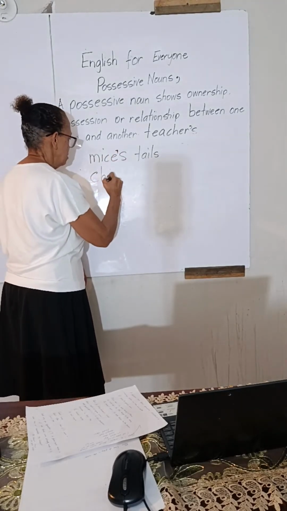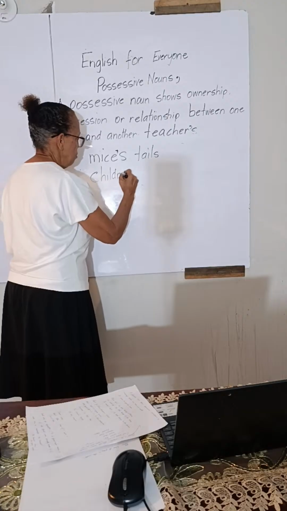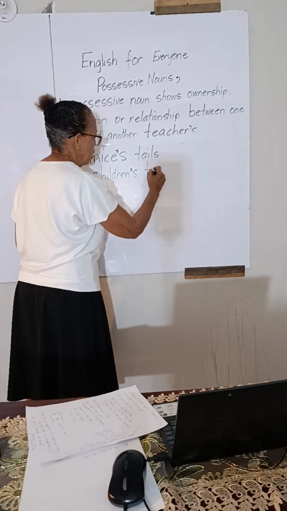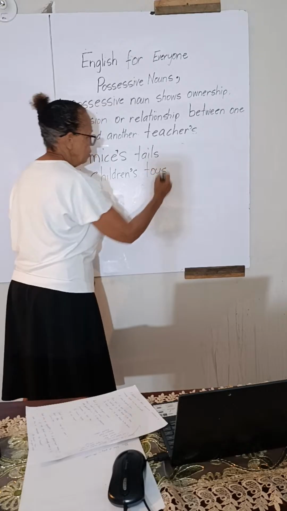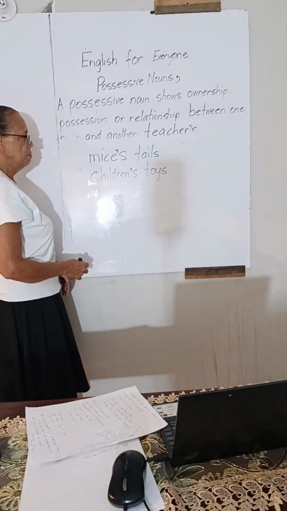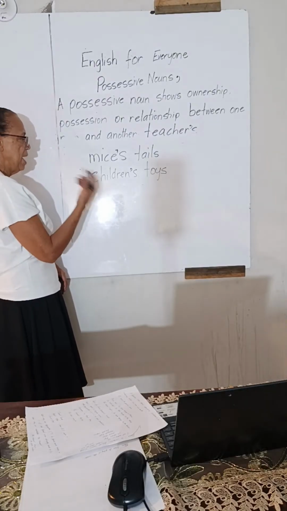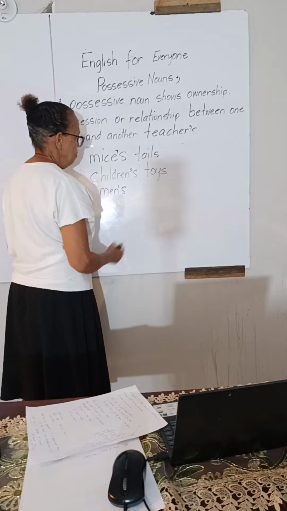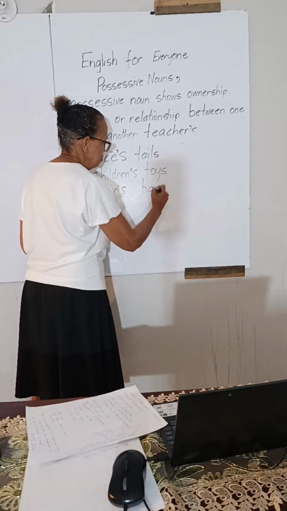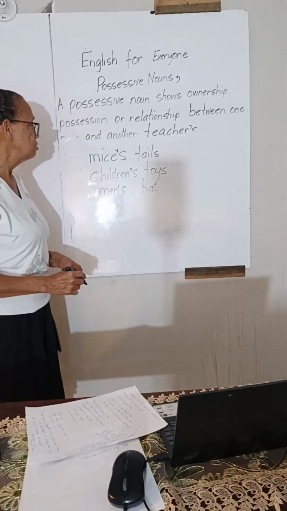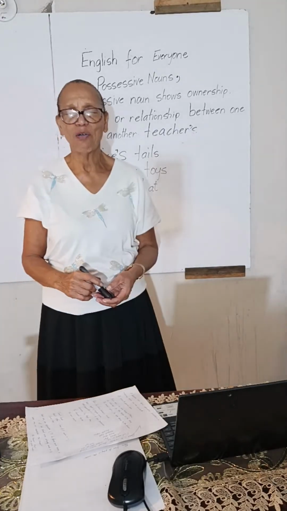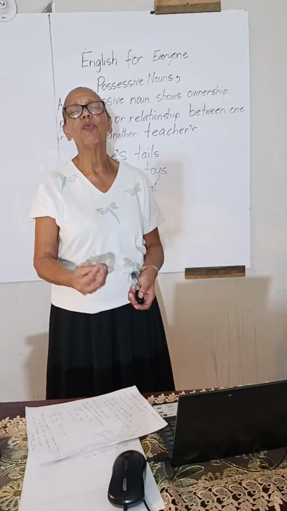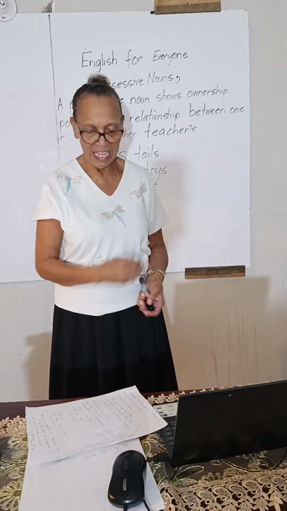Children, put them on the inside. All of these irregular. Children's toy. The children's toys, and the men's hat. So these are irregular nouns. These are irregular nouns, and with these irregular nouns you put the apostrophe on the inside.